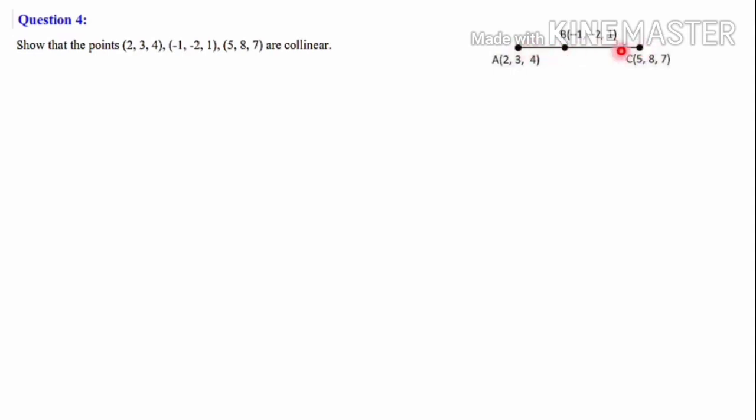Means A, B and C are lying in the same line. This is a very important statement. You have to learn it by heart and keep it. The 3 points A, B, C are collinear if the direction ratios of AB and BC are proportional. If their direction ratios are proportional, then we can say that the points are collinear. This is a very important point.